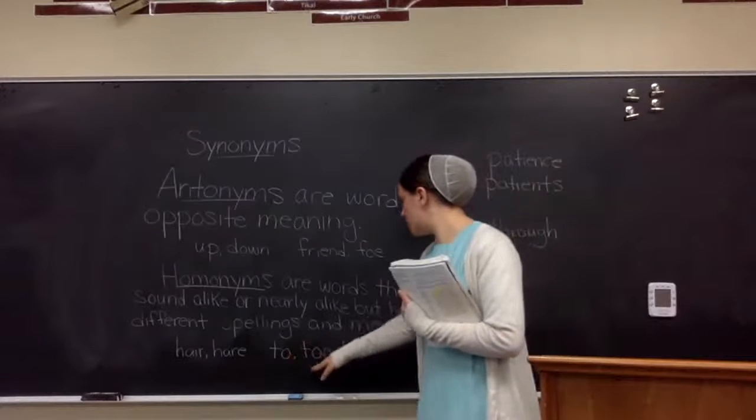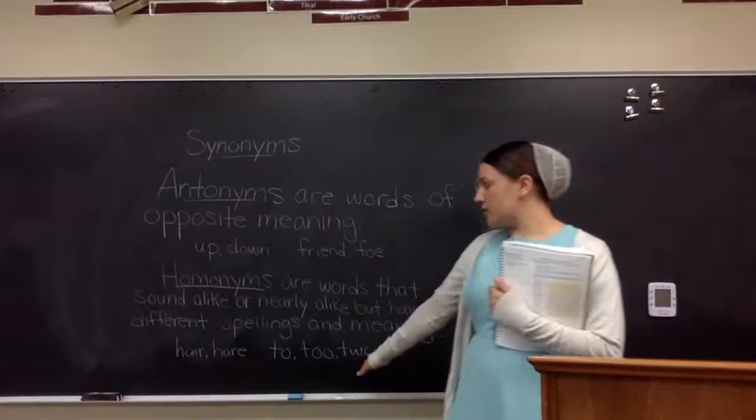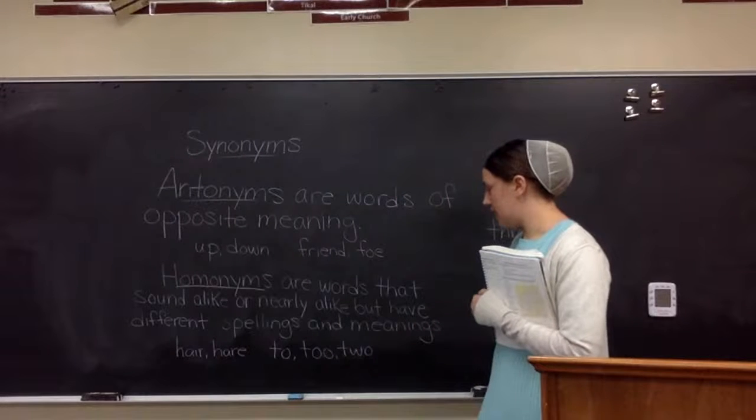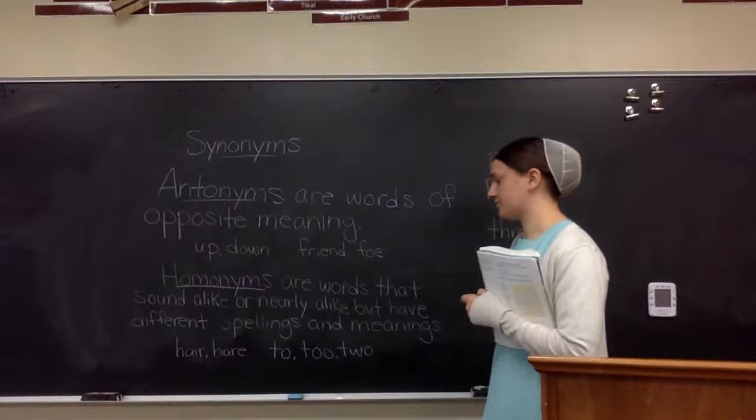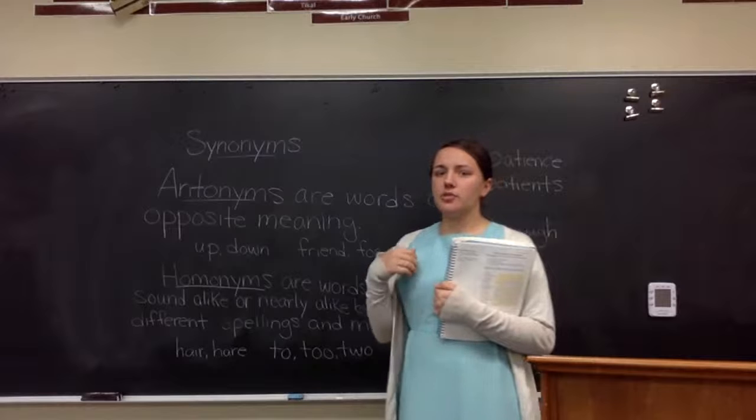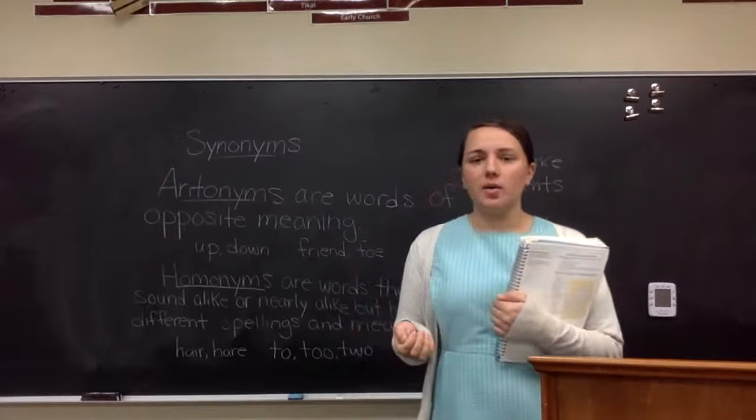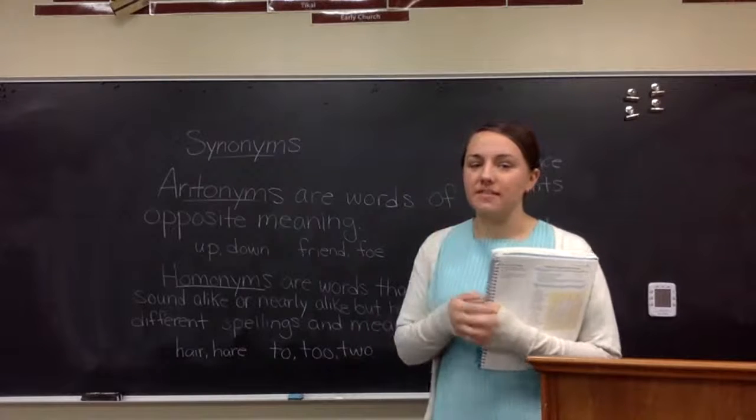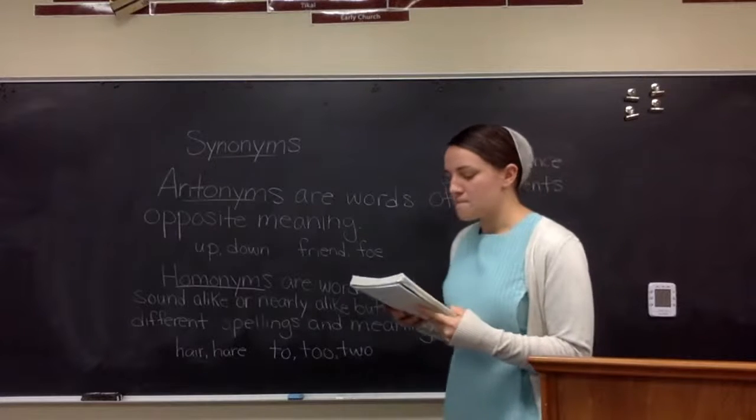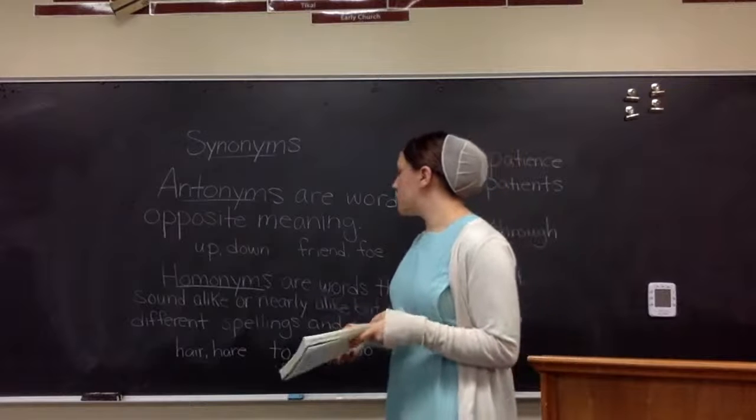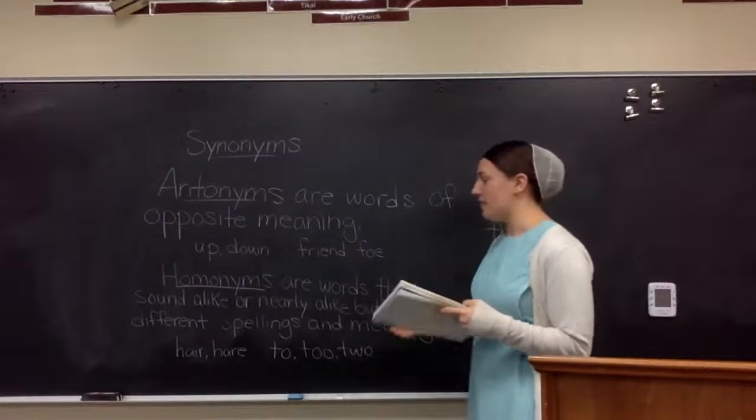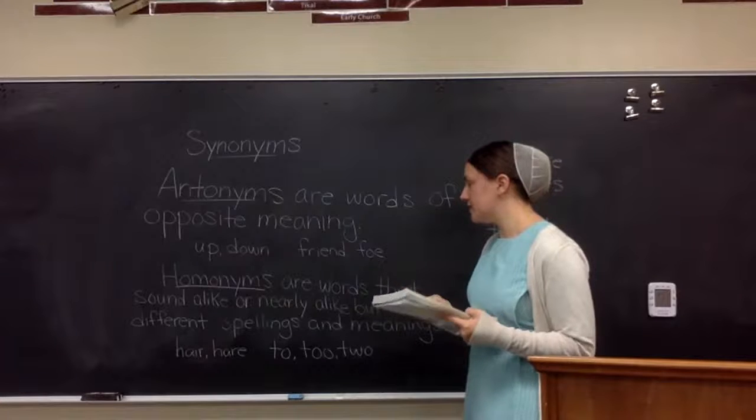Same for to, too, and two. These three words are all said exactly the same, but they all have entirely different meanings. So when we're working with words, we need to be careful to choose the best word, which is often the most specific word that we need for what we're saying. So again, homonym is two words that sound alike or nearly alike, but they have different spellings and different meanings.